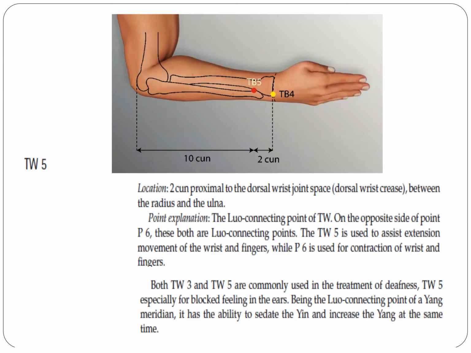Both triple warmer 3 and triple warmer 5 are commonly used in the treatment of deafness. Triple warmer 5, especially for blocked feeling in the ears. Being the luo connecting point of a yang meridian, it has the ability to sedate the yin and increase the yang at the same time.